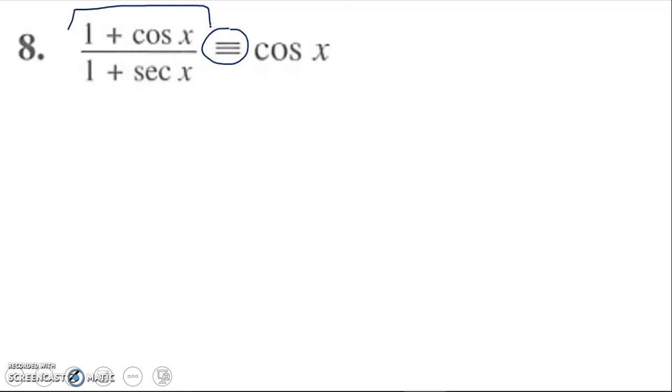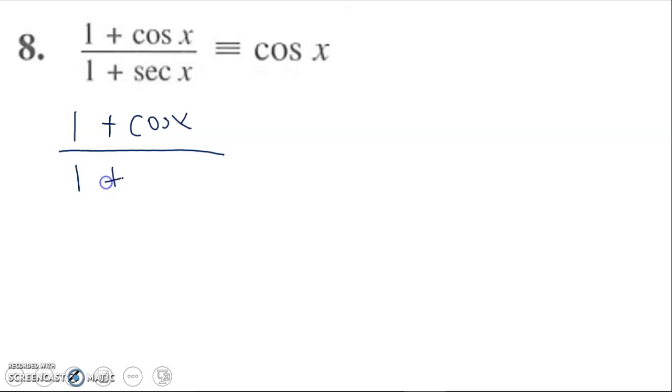If you don't know what to do exactly, your best bet is probably to change things as much as you can into sine or cosine. So secant x I can change into 1 over cosine. These steps will allow you to start developing your identity where you can prove your left side is identical to your right side. So that's exactly what I'll do. I know I have 1 plus cos x over 1 plus, now I'm going to change secant into 1 over cos x.